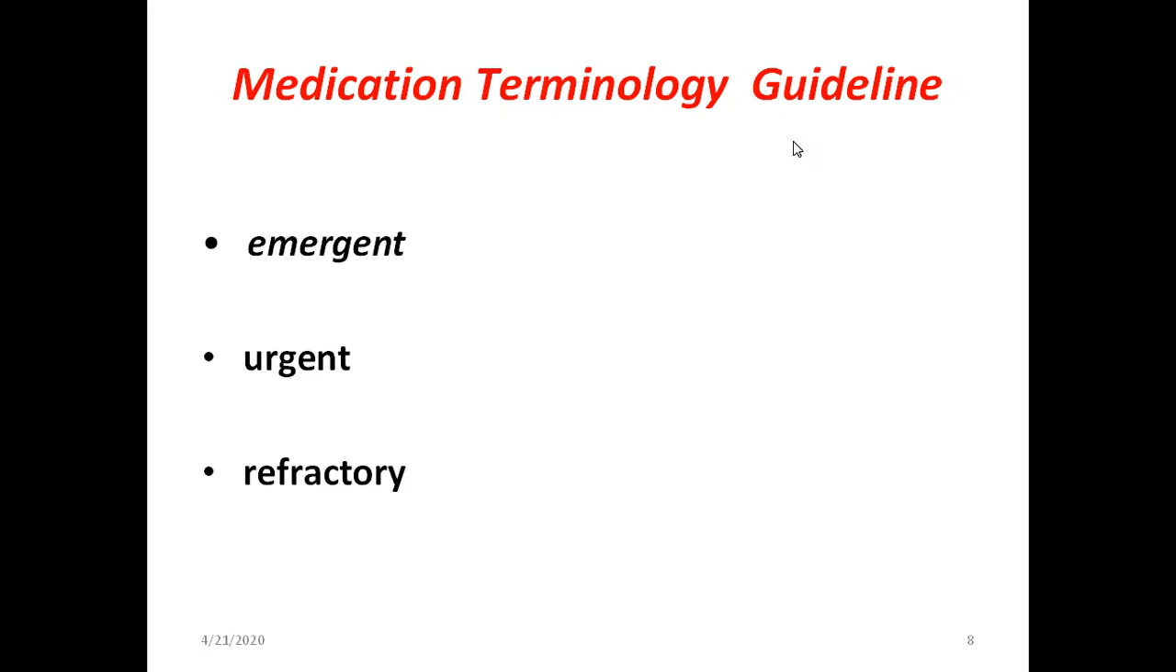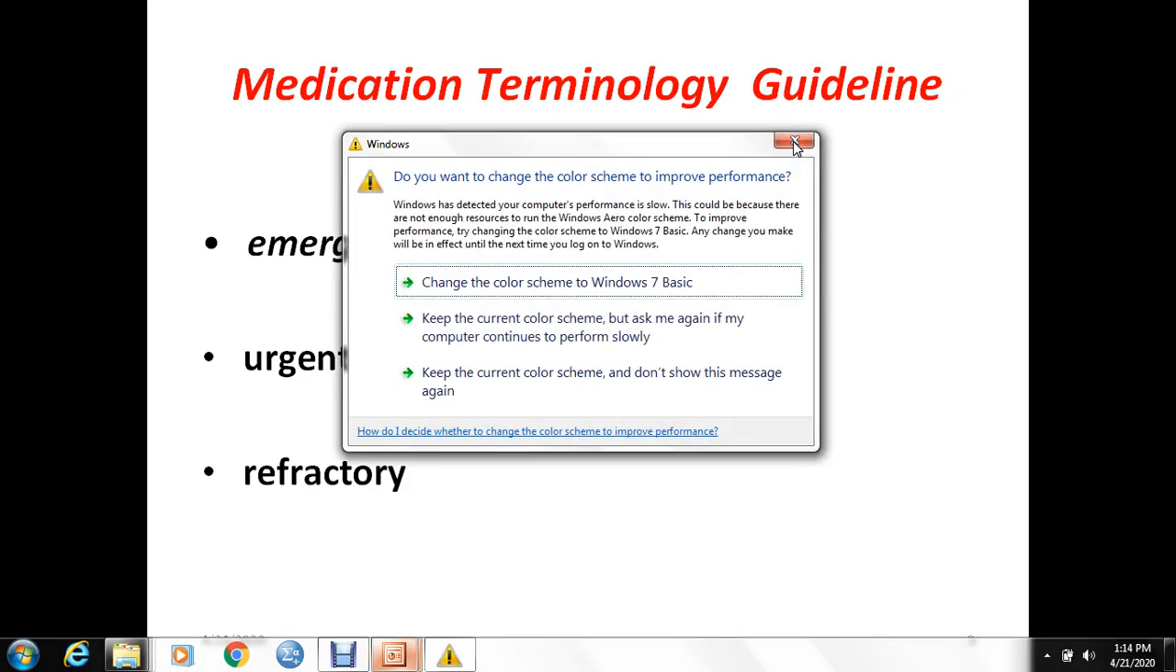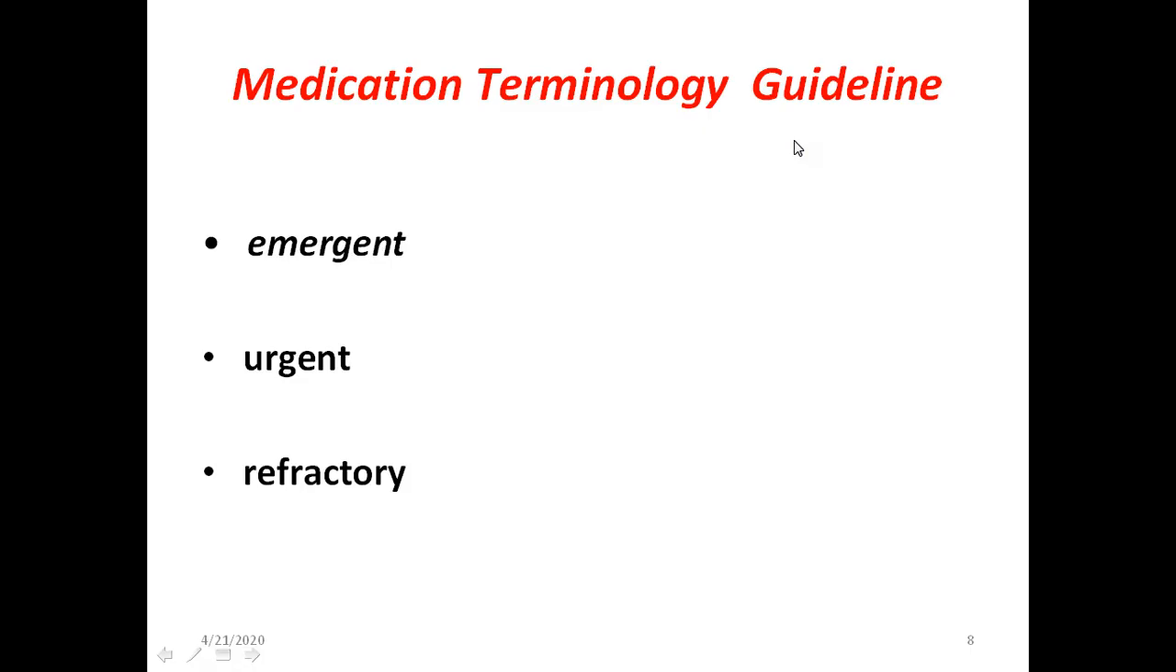So the medication terminology which we use for the treatment of status epilepticus is emergent medication to abort the status, and really the 3 common drugs used for this emergency situation are benzodiazepines: lorazepam, diazepam, and midazolam. Then the urgent medication, the classical prototype anti-epileptics, which include phenytoin, phenobarbital, valproic acid, and levetiracetam. And the refractory medications are usually anesthetic agents.